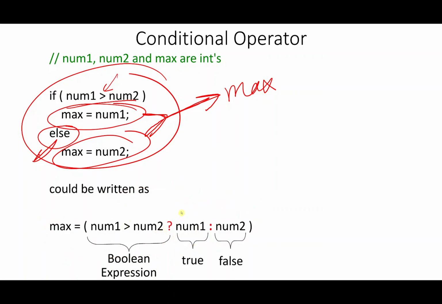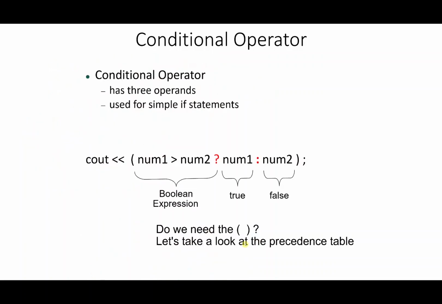So putting it this way: Boolean expression, question mark, true block. What do you do if this is true? Assign this to max. What do you do if this is false? Assign this. So now the question is, do we actually need the parentheses? Whenever you see parentheses in programming, always go back to the precedence table.